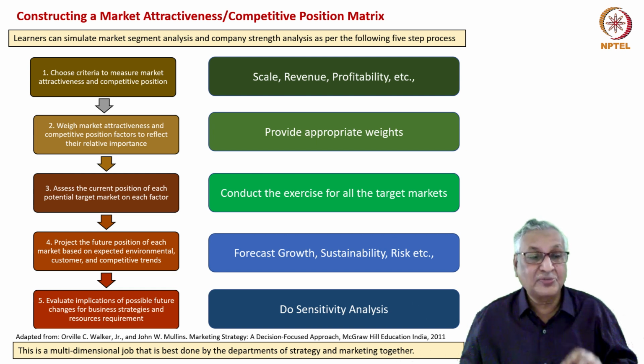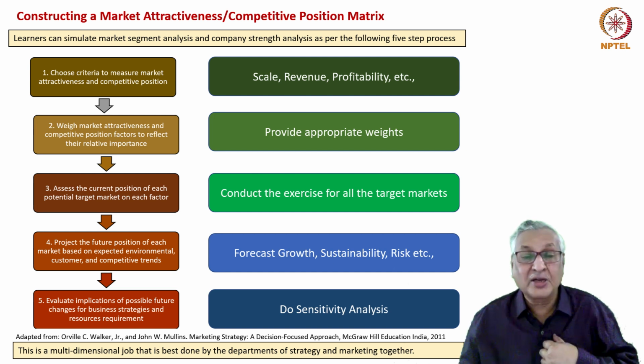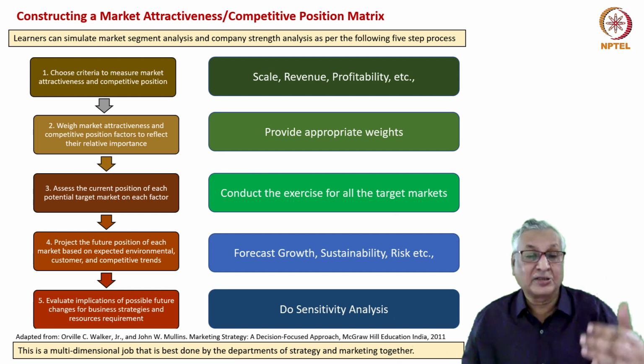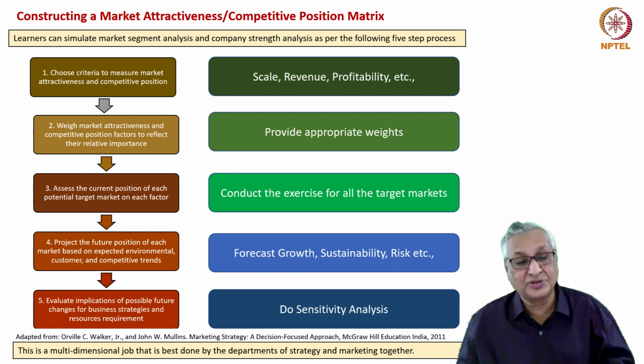Assess the current position of each potential target market on each factor. That is, for each target market, what is the capability in terms of the market attractiveness and what is your capability in terms of the factor positioning of competitive advantage. Then predict, estimate the future position of each market based on expected environmental, customer and competitive trends, which means that you got to forecast growth, sustainability, risk, etc. That is, you start with the base level and then you keep expecting the kind of market attractiveness that would come by. Then you evaluate implications of possible future changes for business strategies and resources requirement.